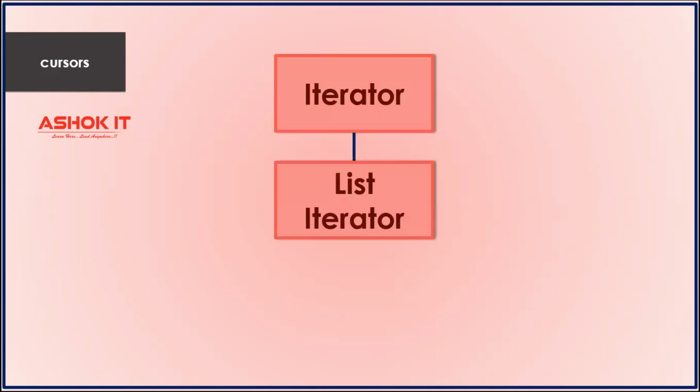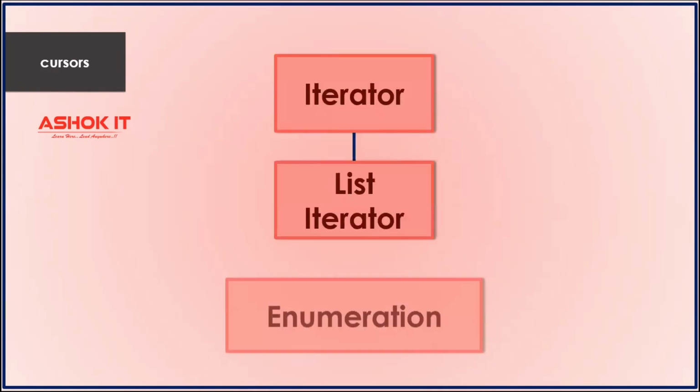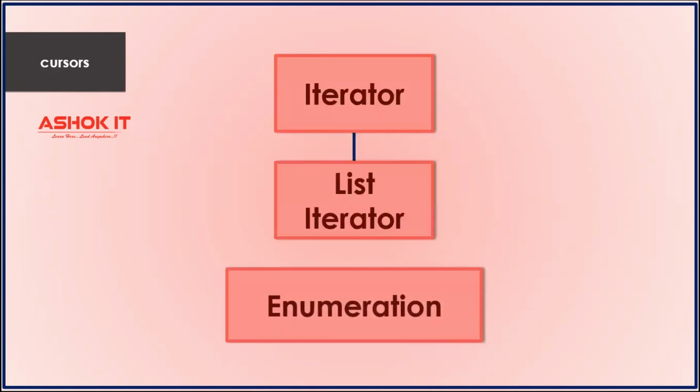From the collection object, to retrieve objects, we can use the following three cursors, that is Iterator, List Iterator, and Enumeration. So these three cursors we can use to retrieve the element or object from the object stream. We will be seeing first how to use Iterator interface to traverse the collection classes.